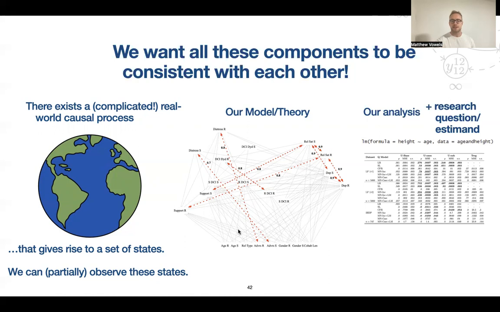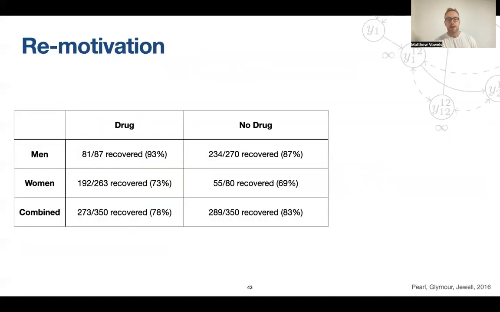But we want it to be consistent to the extent that this theory is useful to us when we generate new predictions or reason about different outcomes under different situations. We want everything to be consistent so that things are meaningfully useful to us.